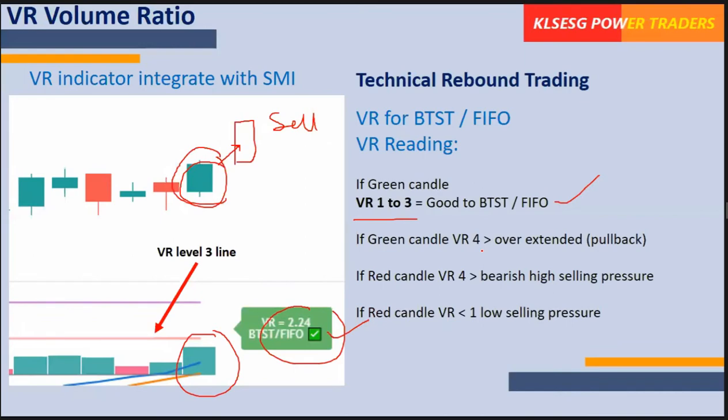So anything above 4 is overextended, all right, the VR reading. Yeah, you read the VR value, the volume ratio value. If the candle is red color and the volume ratio is very high, 4 and above, that means it's bearish, a lot of selling pressure. Okay, very high selling. If the candle is red and the VR is below 1, all right, it could be 1 or 0 point something, then it's a low selling pressure. It's just a mild pullback or mild profit taking. It's nothing to worry, okay? That's how you read the VR, the volume ratio. That's the purpose of this indicator and the reading here, all right? Okay, simple, huh? Okay, we move on.